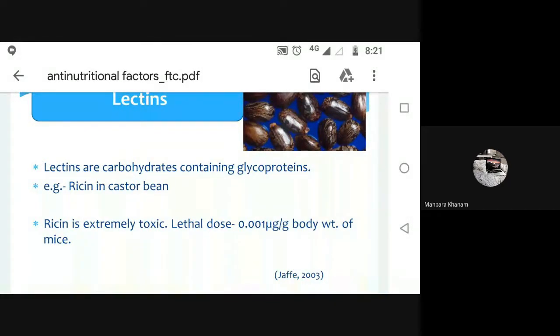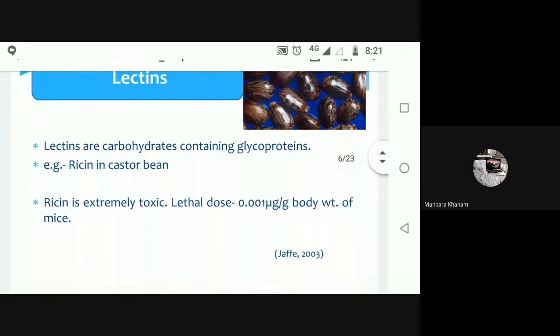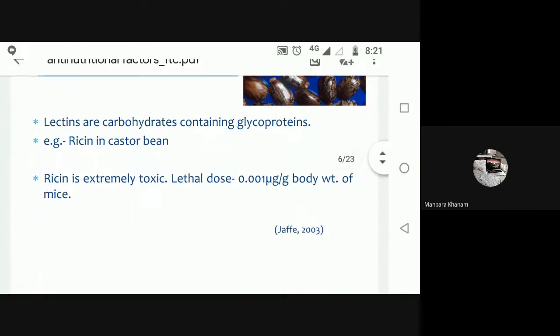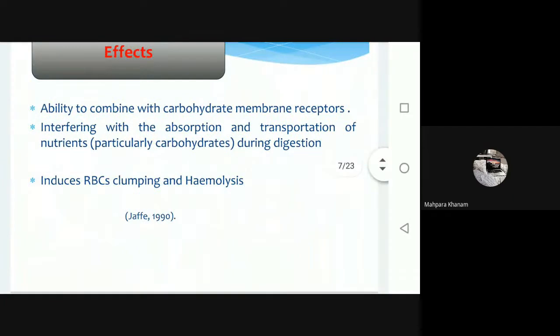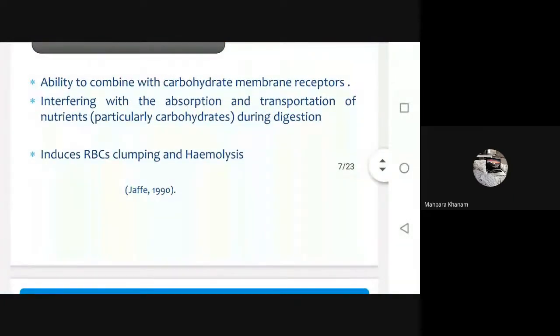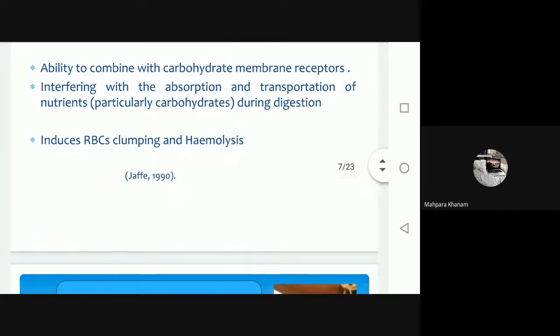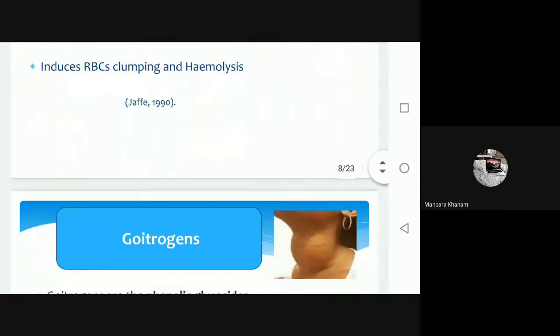So remember, lectins are glycoproteins, and they occur especially in castor beans in the form of ricin. This is how it causes damage to our physiological system. It combines with the carbohydrate membrane receptors and interferes with absorption and transportation of carbohydrates during digestion. It also induces hemolysis, that is, breakdown of the RBCs.